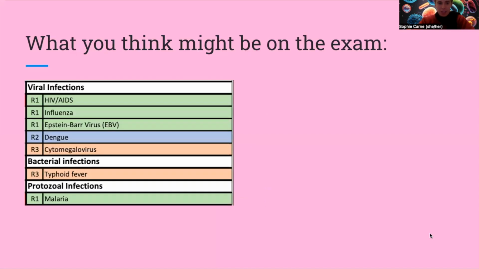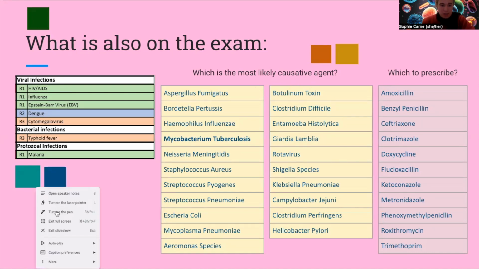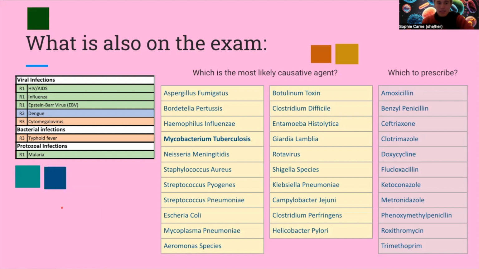So this stuff here is what you think might be on the exam. It's all the infectious diseases listed in your matrix, but you'll also be tested on a few other things. Question types in the exams are often: what is the most likely causative agent for this patient's presentation? And the second question type is: which antibiotic or medication should you prescribe for this patient given they're presenting with a complaint? So today's lecture, I'll go through questions and some didactic teaching on the matrix conditions, but I'll also chuck in a few of these other things that have been examined in the past.